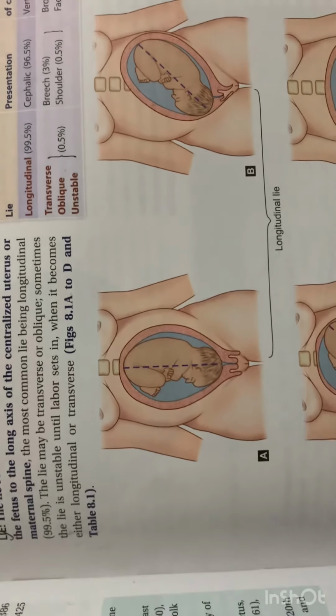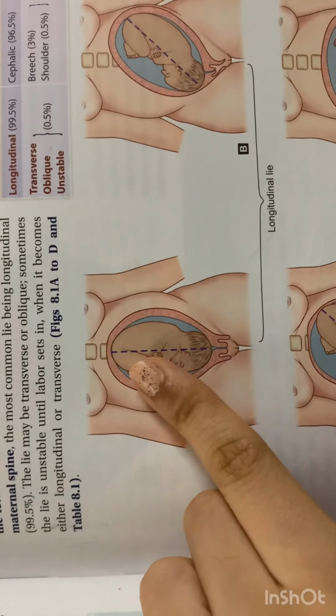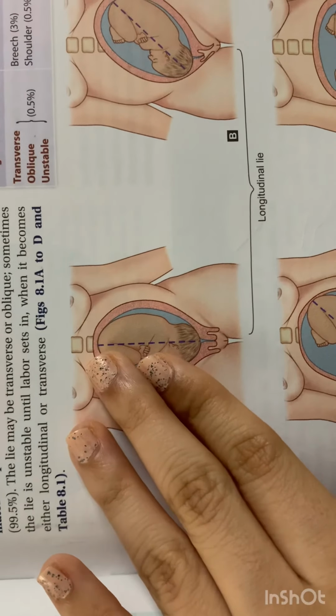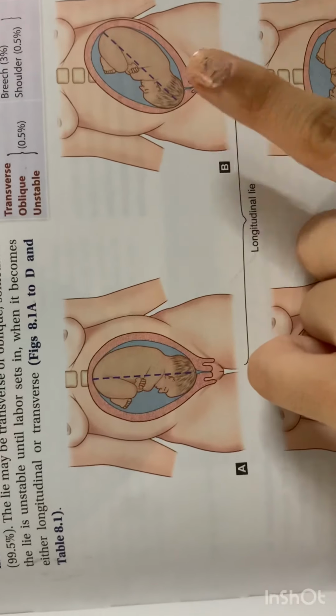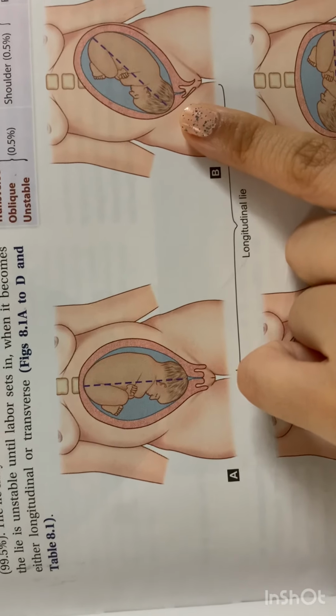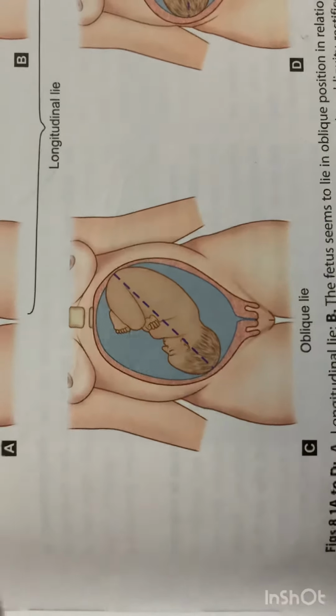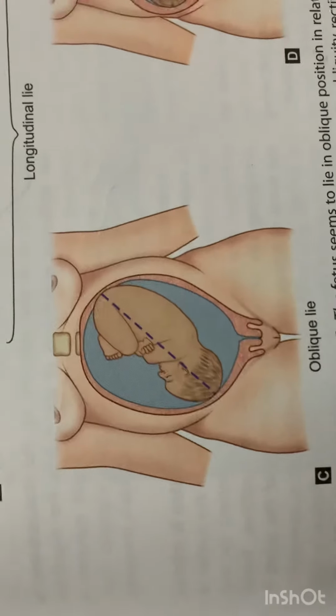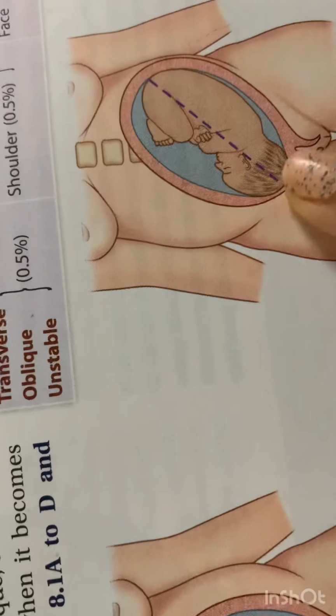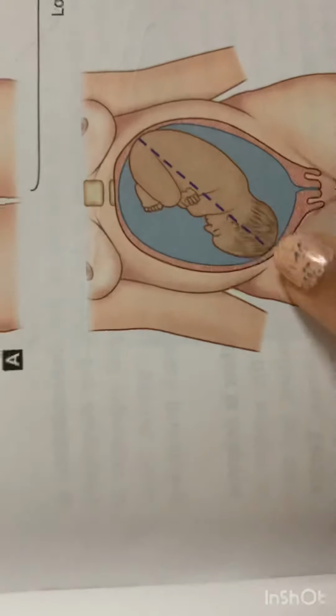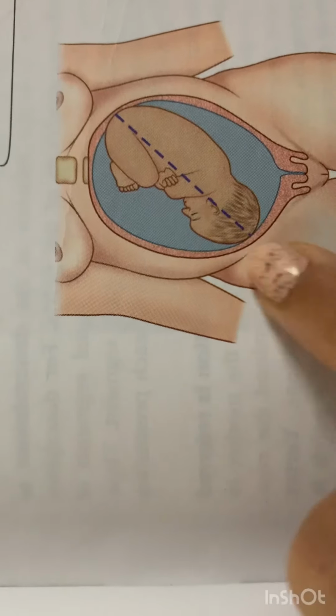So, lie can be longitudinal lie, where the long axis of the fetus is in line with the maternal spine. This is also another type of longitudinal lie. Okay, this is oblique lie. The difference is that oblique lie is at an angle. Here it is close to the internal os, but here it's completely away, like you can see the position of the head.